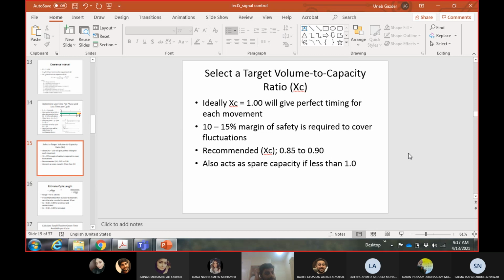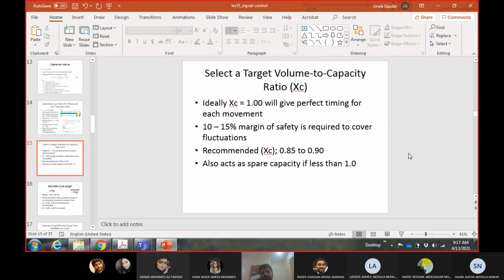Okay, if volume capacity ratio is 1, but we know that our calculations and our volumes may have some fluctuations. The actual volume may have a lot of fluctuation. So if you take XC equal to 1, then when fluctuation happens, especially on the higher side, your intersection will no longer be efficient. So we keep some margin for these fluctuations, and usually this margin is between 10 to 15%.